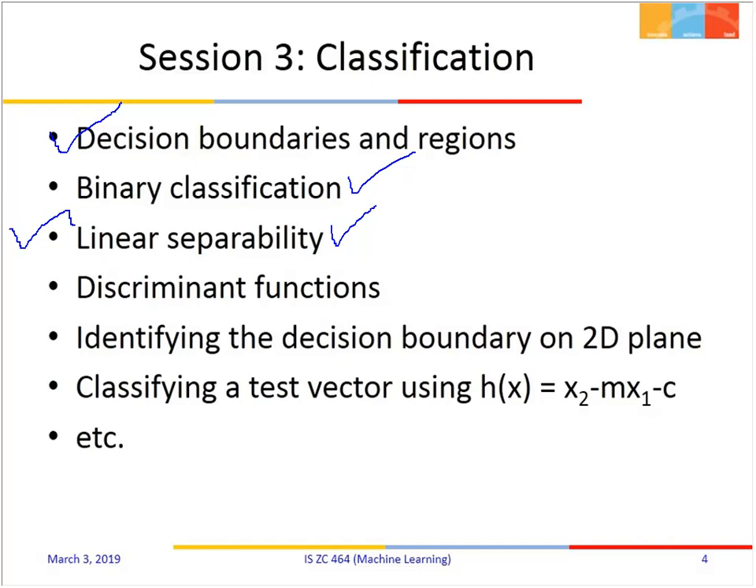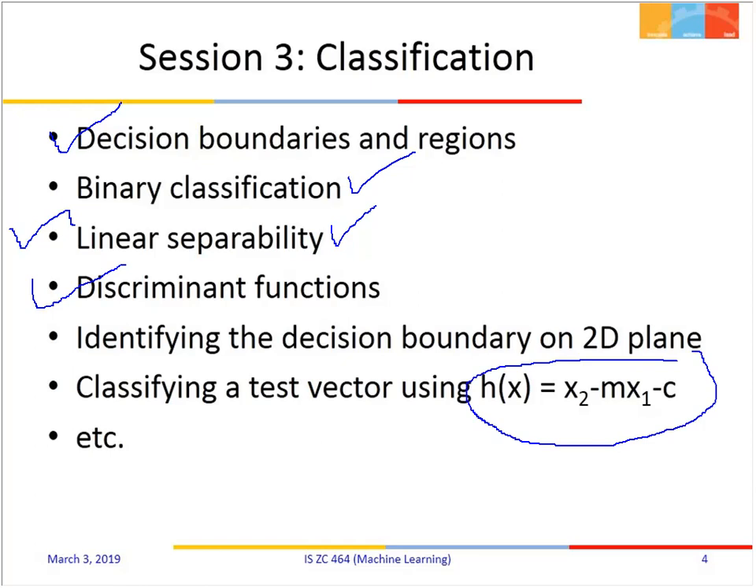Then we talked about the discriminant functions, in which we tried to understand the equation of the boundary in terms of y equals mx plus c kind of formulation, where we took slope and intercept as two parameters. We also discussed these slope and intercept as W0 and W1 kind of weights, which you have already understood, and then you understood that the hypothesis took the form x2 minus m x1 minus c.